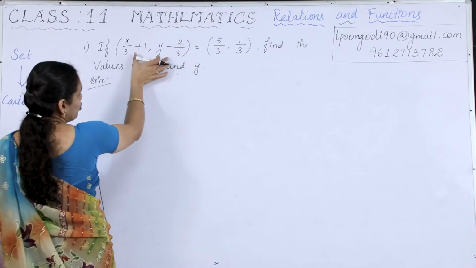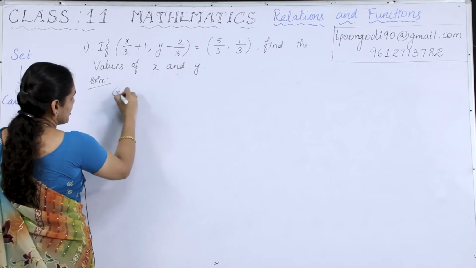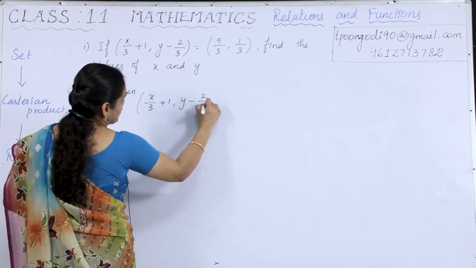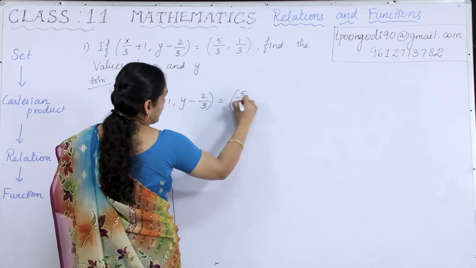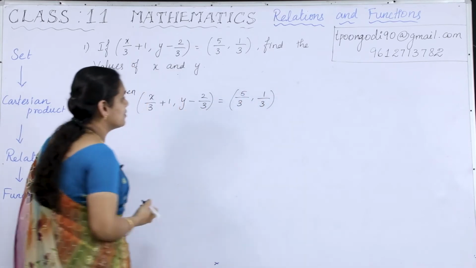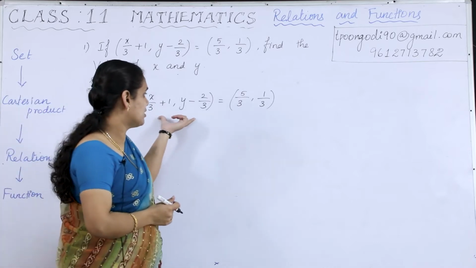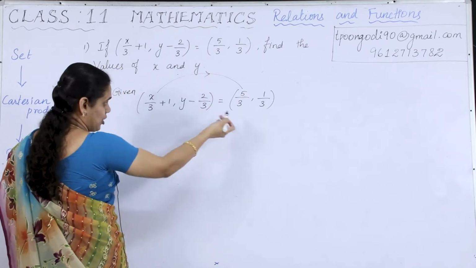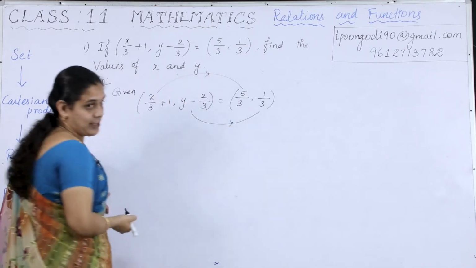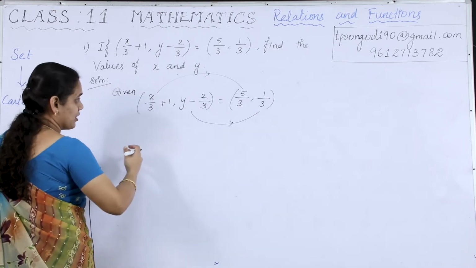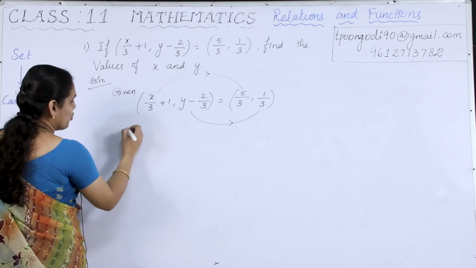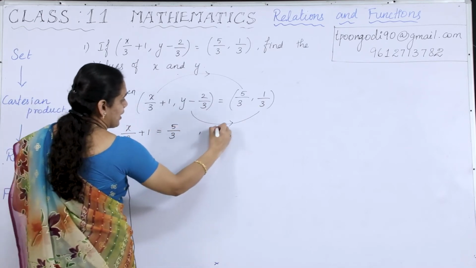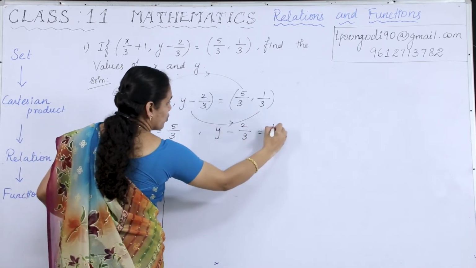Here it is given that these two ordered pairs are equal. We have already learned that if two ordered pairs are equal, the first coordinate will be equal to the first coordinate of the other ordered pair and the second will be equal to the second one, right? So comparing the corresponding components, we get x/3 + 1 = 5/3 and y − 2/3 = 1/3.